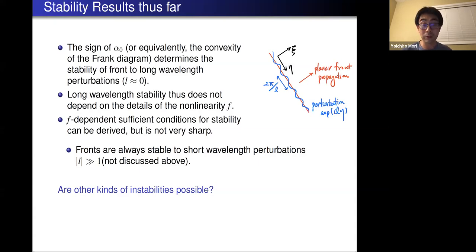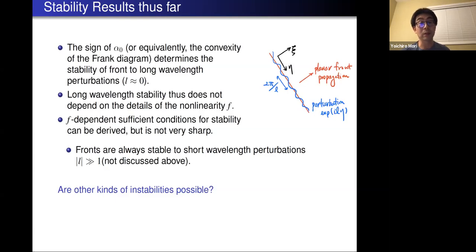It is possible, although I did not discuss this here, to derive a sufficient condition for stability, but the sufficient condition actually depends on F. And the sufficient condition that we can derive is not very sharp. For very, very short wavelength perturbations, it is actually very easy to show that the fronts are stable, just basically because of the parabolic character of the equations. So the question now becomes, are there other kinds of instabilities?